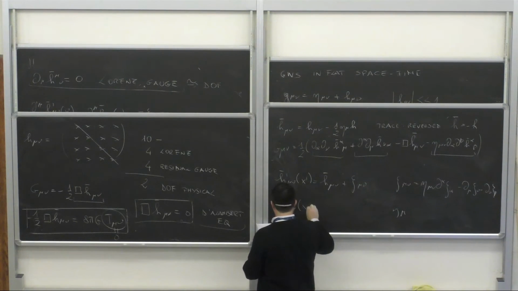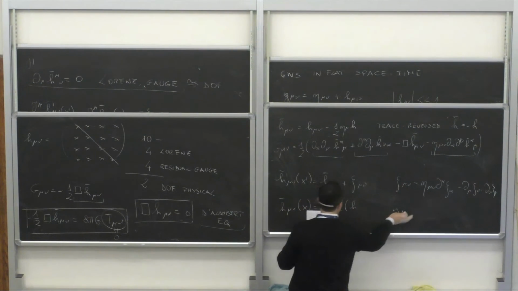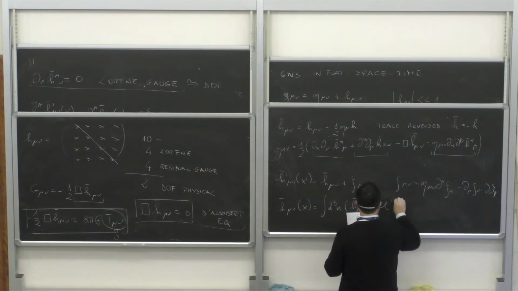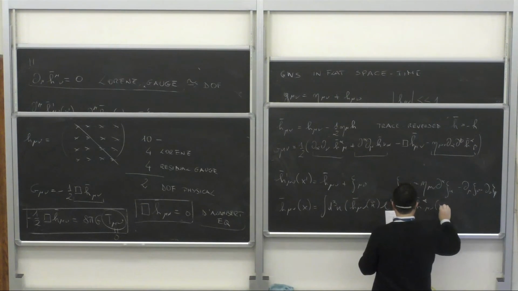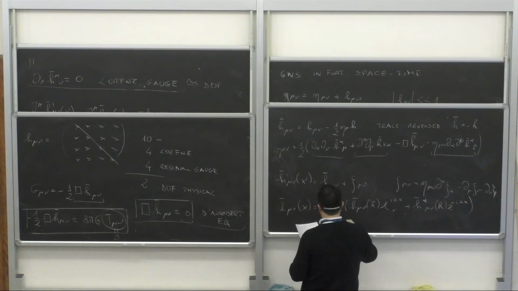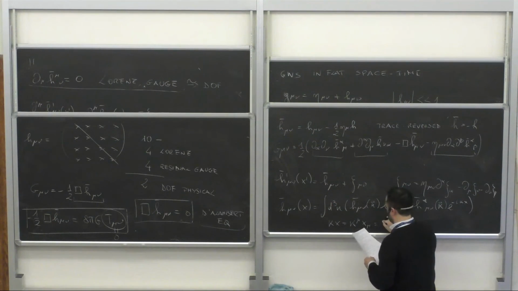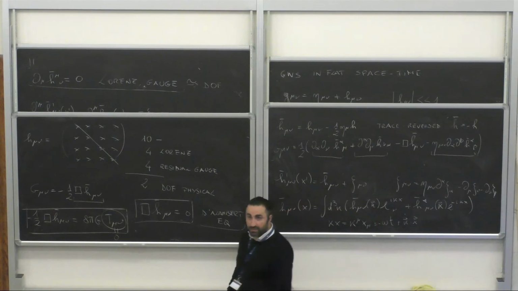h_{\mu\nu}(x) is the integral d^3k of \bar{h}_{\mu\nu}(k) e^{ikx} plus \bar{h}^*_{\mu\nu}(k) e^{-ikx}, okay? Where this kx is k_\mu x^\nu, that is minus omega t plus k dot x, okay? That is essentially a wave solution.